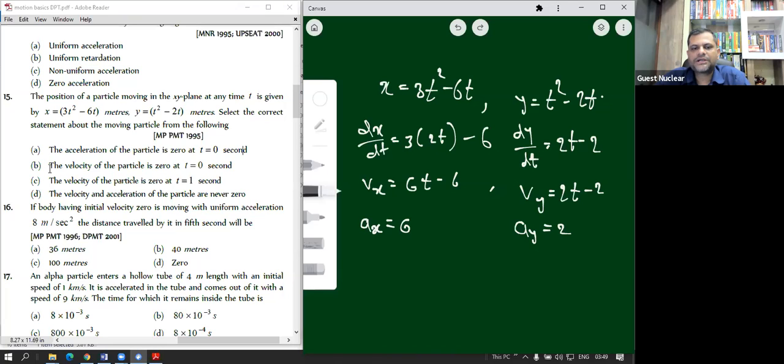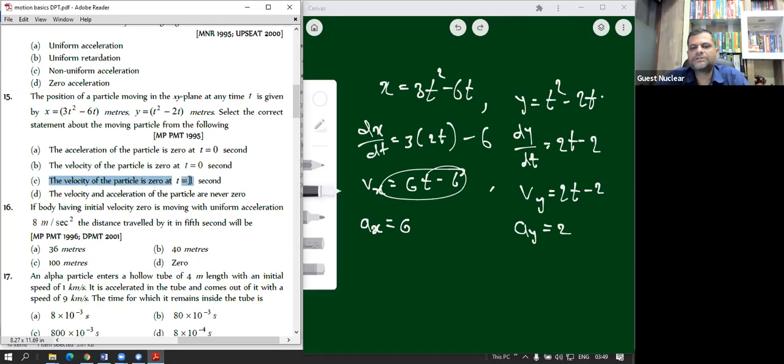Okay, check the second option: velocity of the particle is going to be 0 at time t equal to 0. If we put t equal to 0 here, then we get vx equal to minus 6. How can we say that it is 0? And even if we put time t equal to 0 here also, then vy comes out to be minus 2. Again, it is not 0. So velocity is not 0 at time t equal to 0. Okay, let us check this third option.